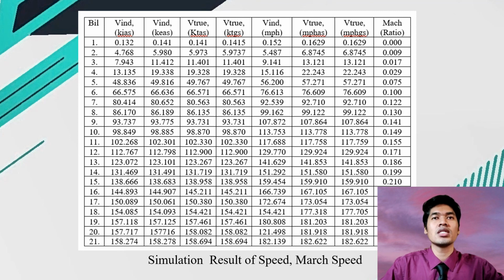The first data is the V-in. V-in is the speed of the UAV relative to the air. Next is V-through, which is the speed of the aircraft relative to the ground. And the next is the Mach speed ratio. Mach speed ratio is the ratio of the speed relative to Mach 1.